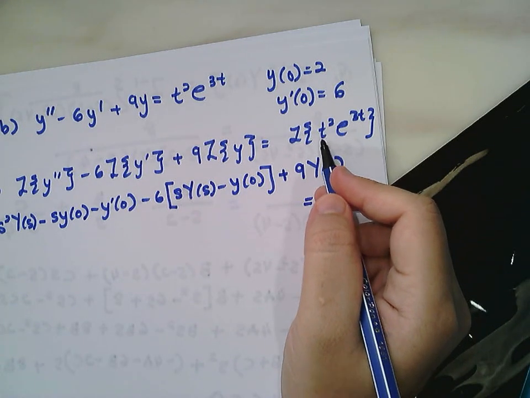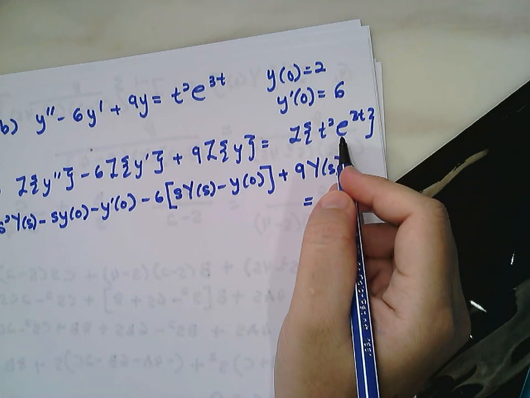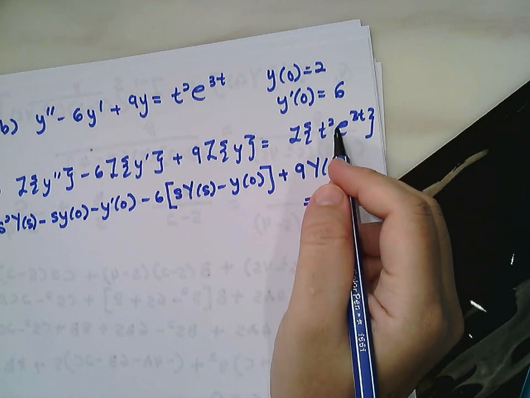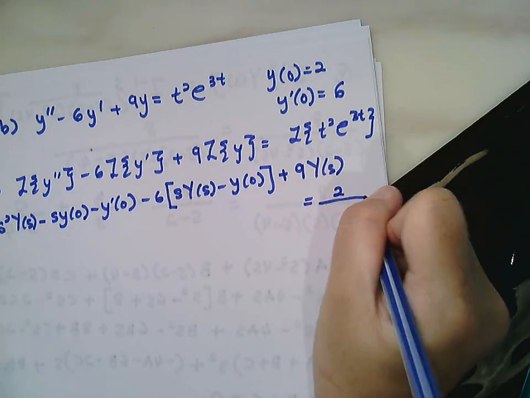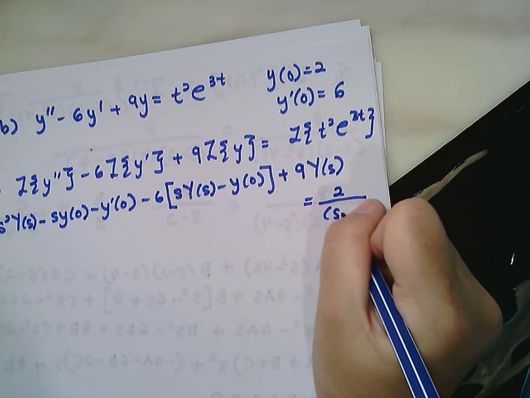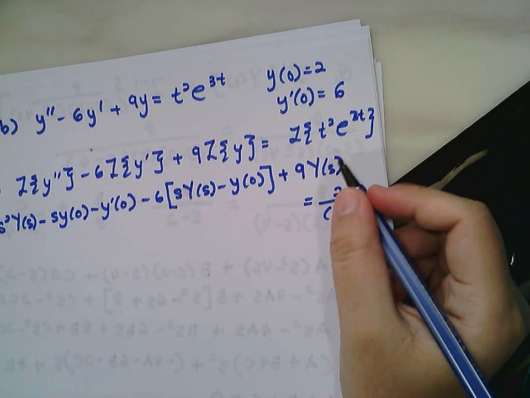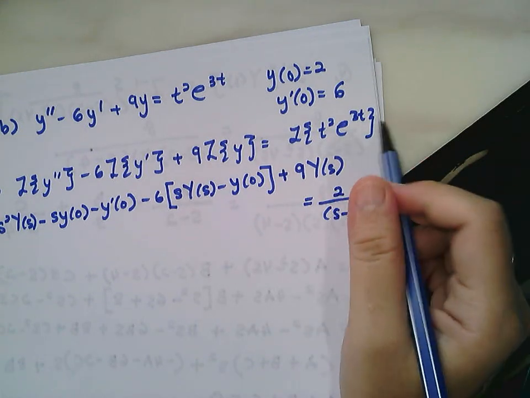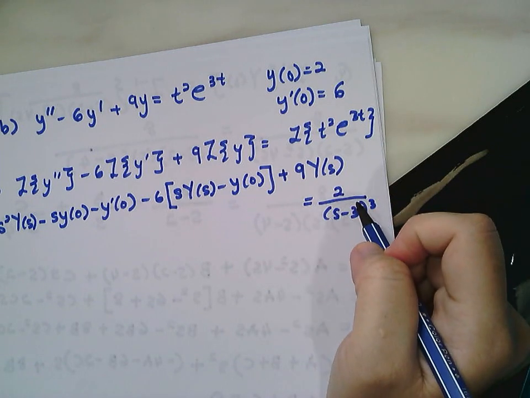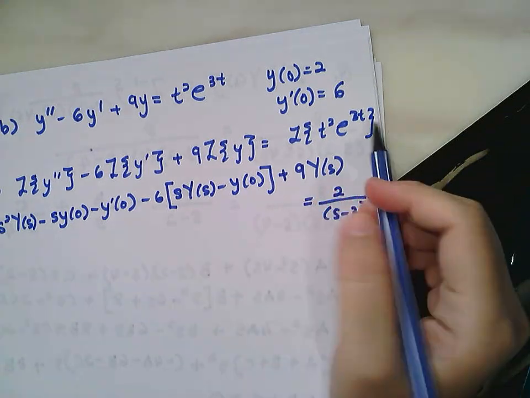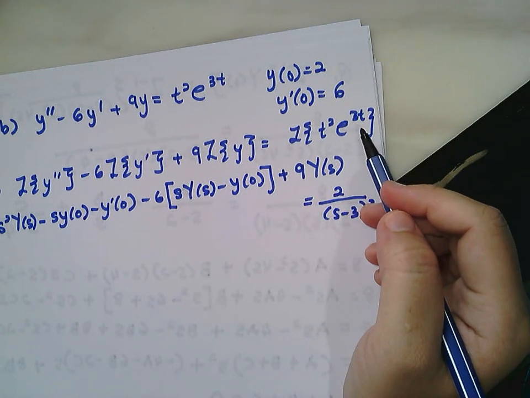You cannot get the Laplace of this one directly from the table. So please try to do on your own here, and you should end up with this one, 2 over (s minus 3) cubed. You can either use first shift or multiplying by t^n. So try to do it, and please make sure you get this answer. If you cannot get this answer, go back to the previous video on how to find this one by using first shift or multiplying by t^n function.